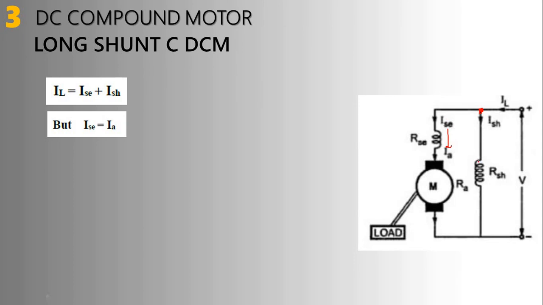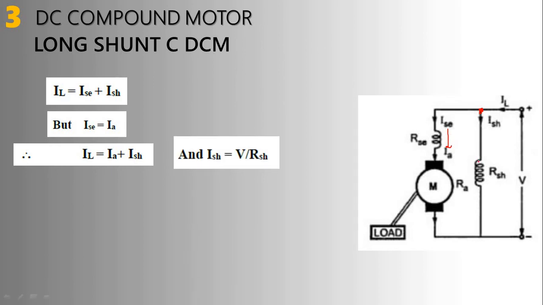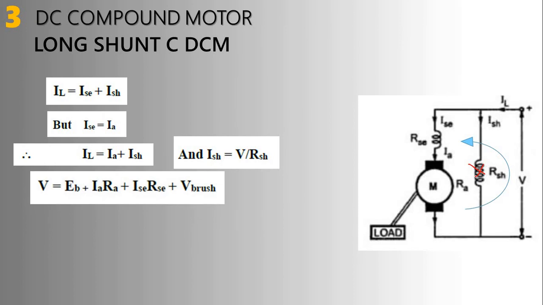ISH is given by, you can write IL equals IA plus ISH, and ISH is given by V divided by RSH, as the voltage across the parallel combination is the same. So ISH is V divided by RSH. If you want to get the voltage equations, apply KVL by neglecting the shunt field winding. You can get EB plus IARA plus ISC RSC.